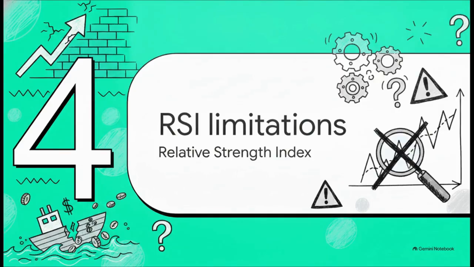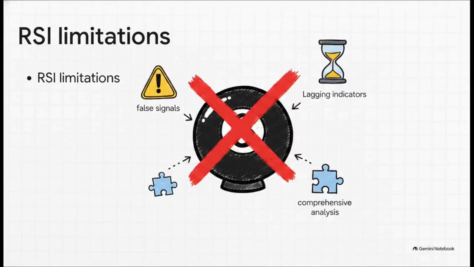Section 4. The limitations of RSI. Now, before we go any further, we definitely need a stark reality check regarding the limitations of the RSI. Look, it's a tool, not a crystal ball. First of all, it can absolutely produce false signals. A market can look heavily oversold and simply keep dropping for another month, completely crushing anyone who bought the dip blindly. Second, it's a lagging indicator during sudden, violent market moves.